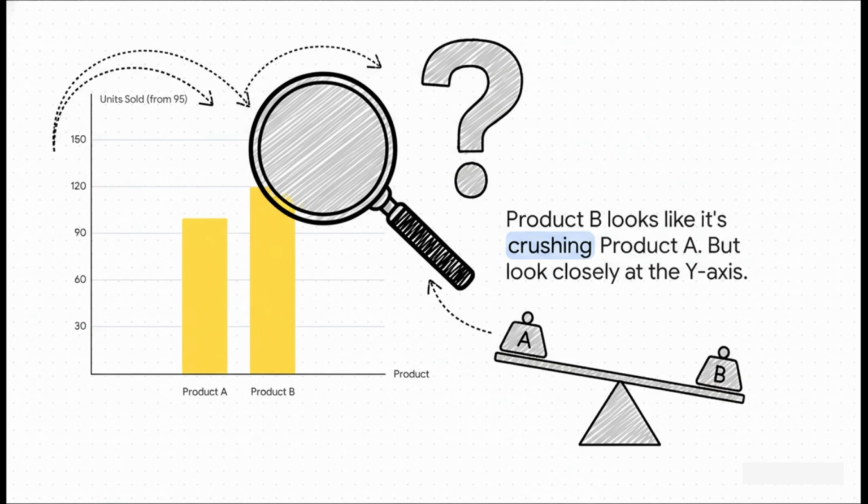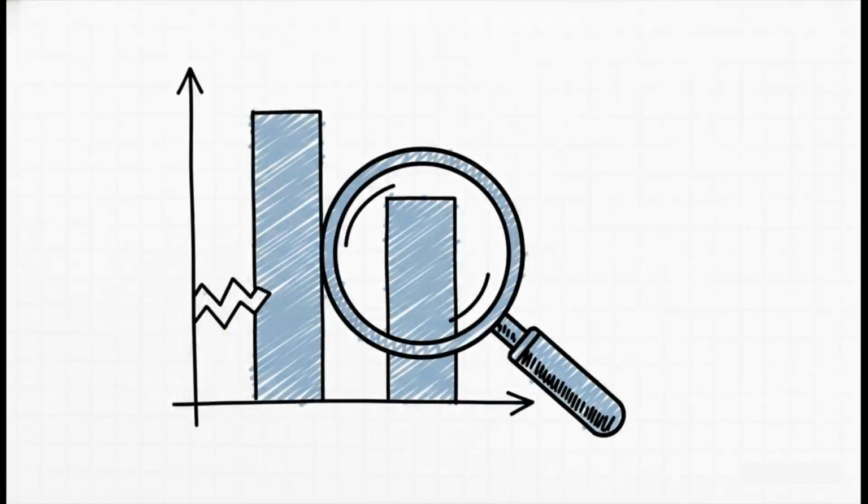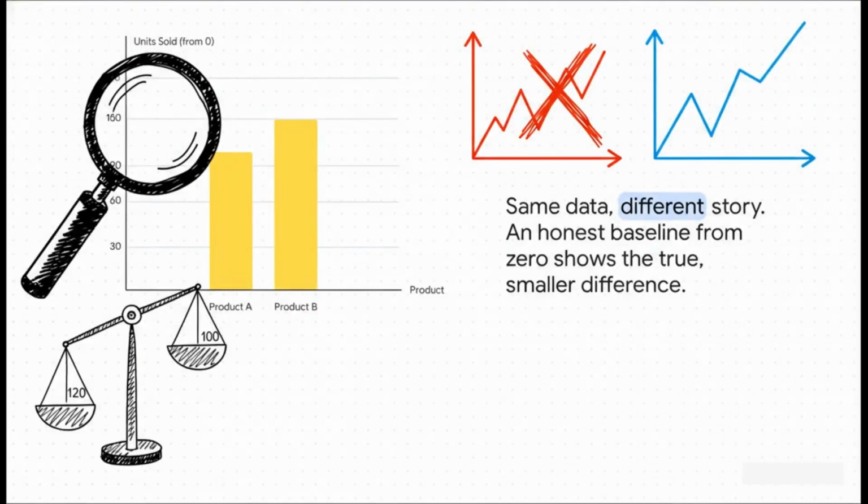It starts at 95. This is called manipulating the axis, and it's a sneaky way to make small differences look like enormous gaps. So let's see what happens when we fix that baseline and show the real picture. And there you go, the data has not changed one bit. It's still 100 units versus 120.